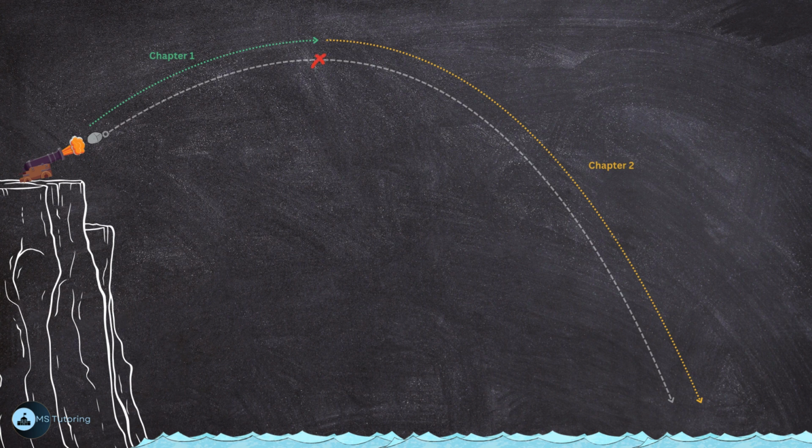So, if we wanted to find the total time the stone spends traveling through the air, we just need to figure out how long Chapter 1 takes, then how long Chapter 2 takes, and add those 2 numbers together. Let's take a closer look at Chapter 1.